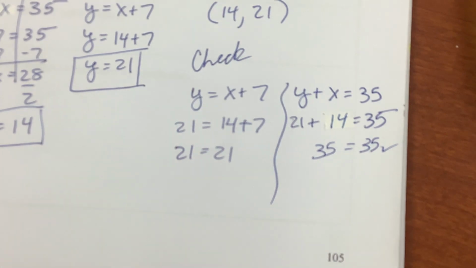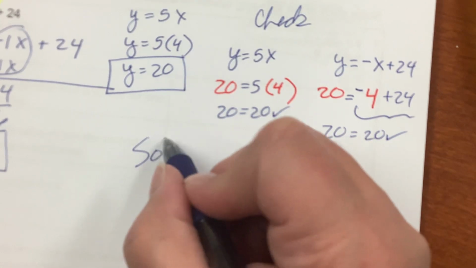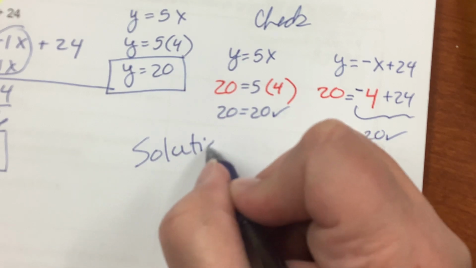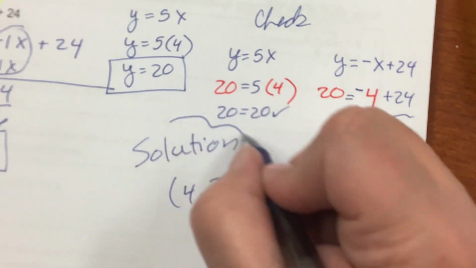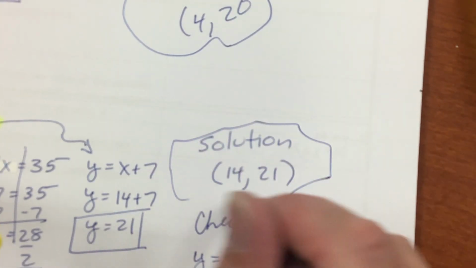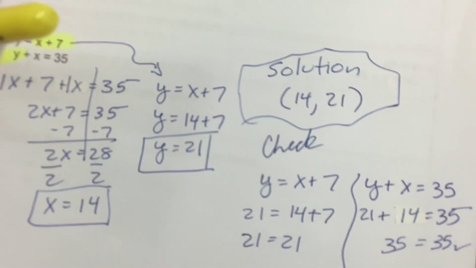Now I just realized that I didn't write the solution to this problem up here. So I'm just going to put a big solution, which is 4, 20. That's my solution there, and my solution here, and page 106 is your homework. Good luck with that. You can do it.